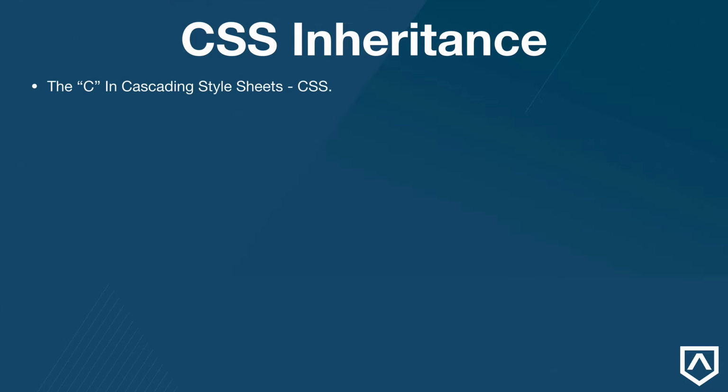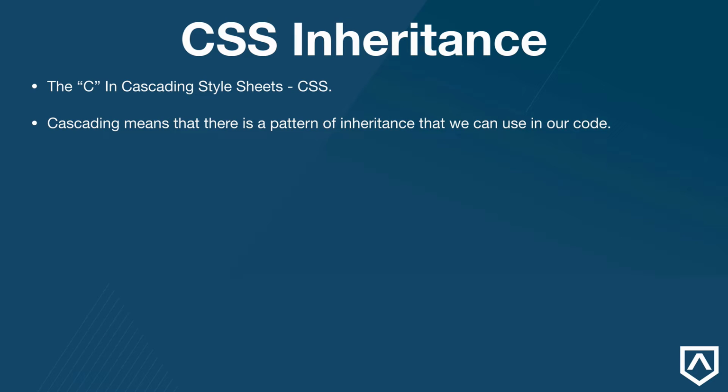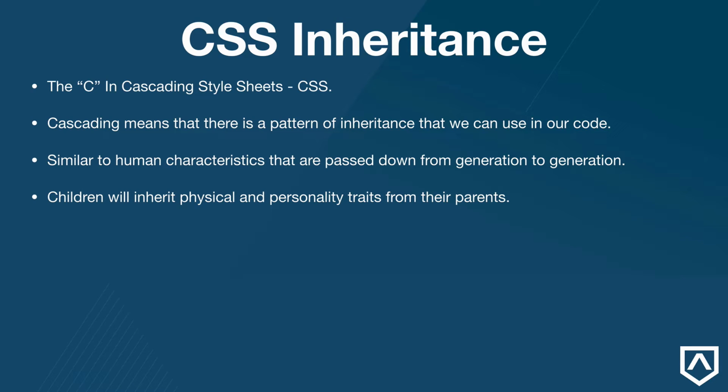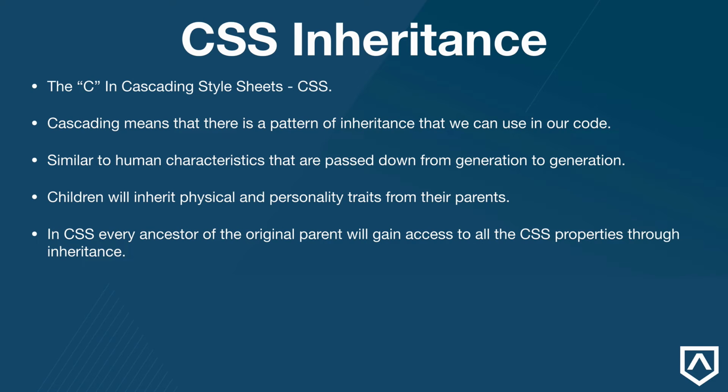What does the C in CSS stand for? Cascading Style Sheets. Cascading means that there is a pattern of inheritance that we can use in our code. This is similar to human characteristics that are passed down from generation to generation. Children will inherit physical and personality traits from their parents. In CSS, every descendant of the original parent will gain access to all the CSS properties through inheritance. Inheritance is achieved through HTML structure.